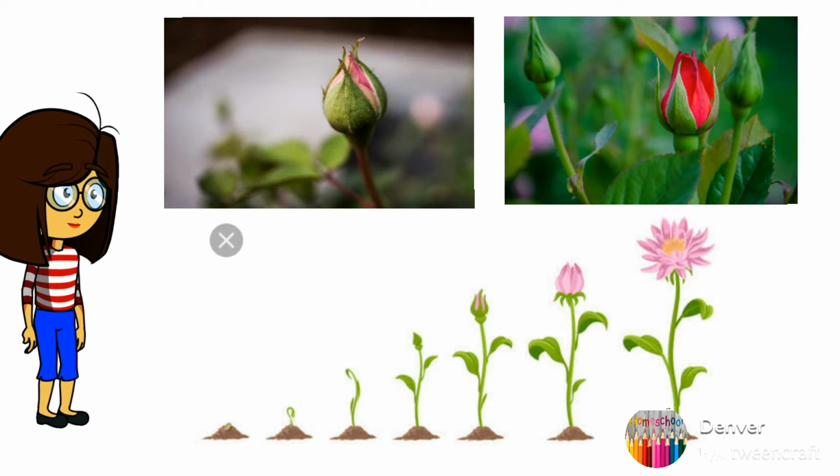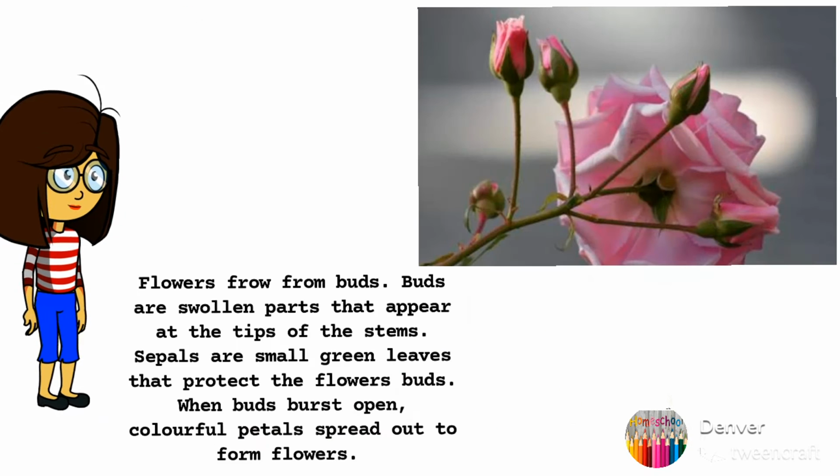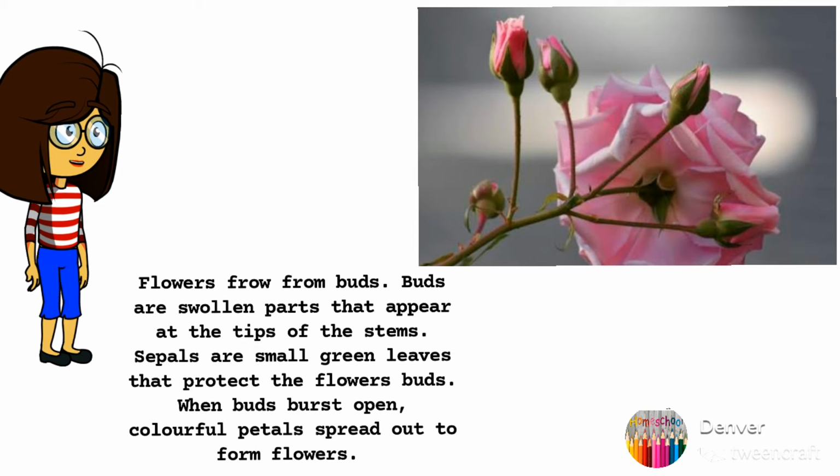When the buds open, they burst out the petals. The colorful petals open and form the whole flower. So you can see step by step the formation of a flower in the picture. Here is the picture of a rose plant. There the buds are the smaller swollen parts which have not grown yet, and a full grown rose is shown. So in this way a flower is grown.